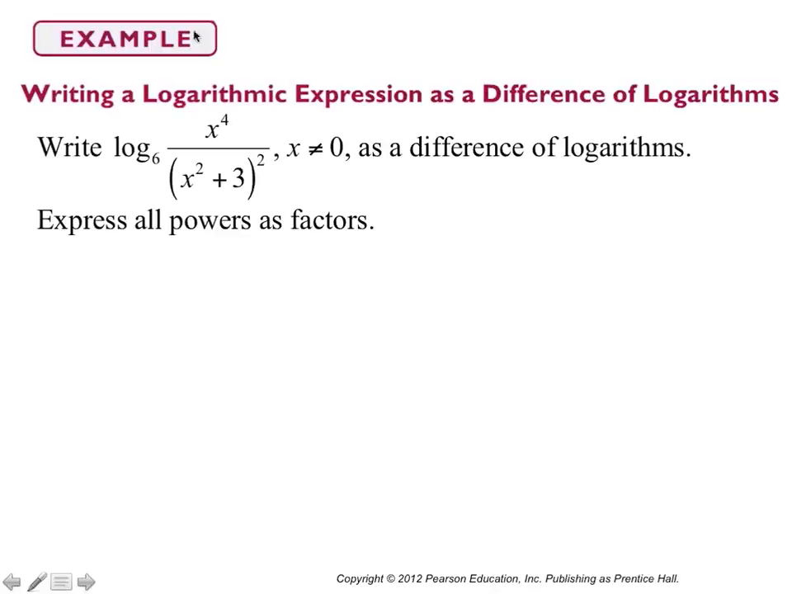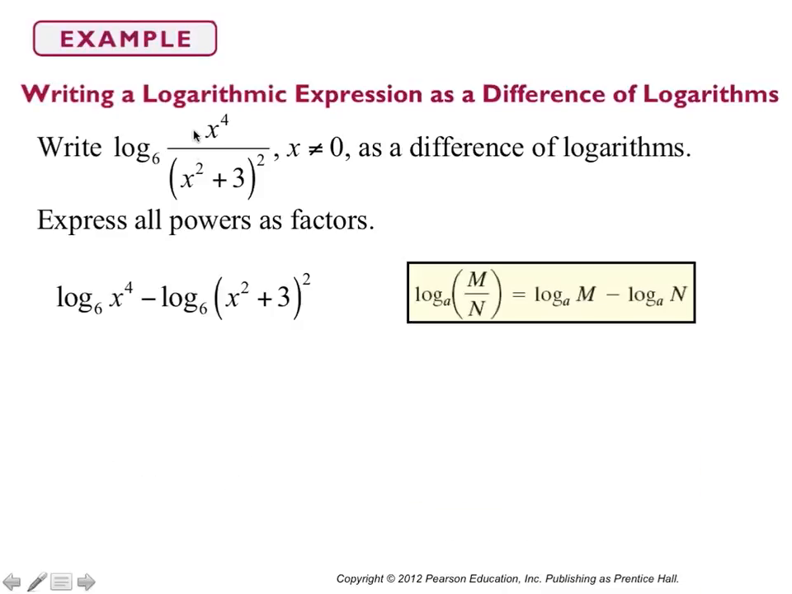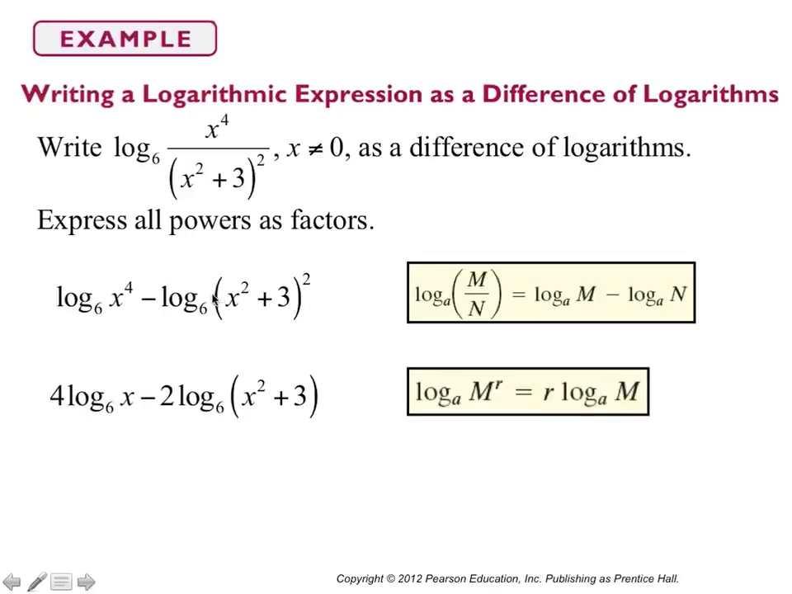Okay, let's take a look at this right here. We want to write log base 6 of x to the 4th over x squared plus 3 squared as the difference of logarithms. And again, we want to express all powers as factors. So the first thing that we have here is division. So we're going to split our division into subtraction. So we have log base 6 of x to the 4th minus log base 6 of x squared plus 3 squared. So we've just changed our division into subtraction. And then we rewrite our powers as factors.